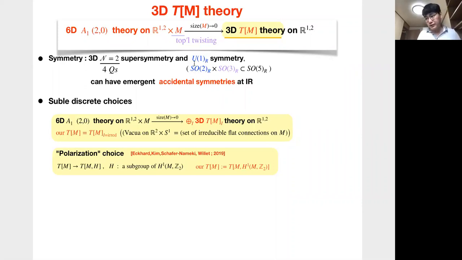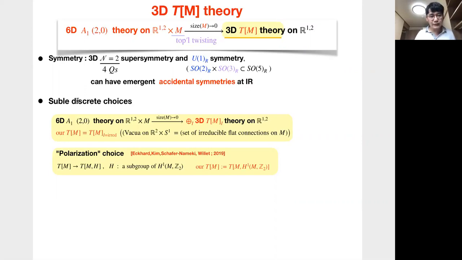And for a generic three-manifold choice, there is no other flavor symmetry. But in the IR, some accidental symmetry can appear. So this is a naive definition of this TM theory.